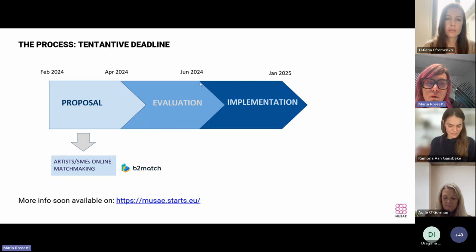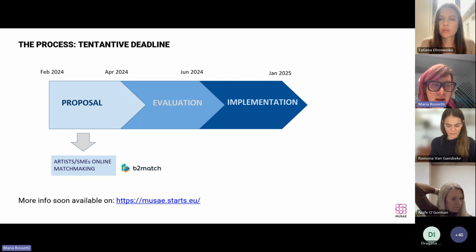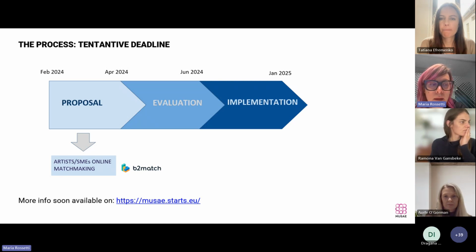Of course, there will also be a very short phase of grant management, because all the awarded participants will have to sign a contract with the awarding authorities. Most importantly, by the middle of March, we are also planning an online matchmaking initiative where artists and small medium enterprises will be able to match possible ideas or proposals, to exchange requirements and ideas in order to develop further scenarios.